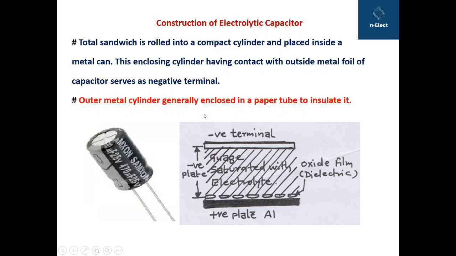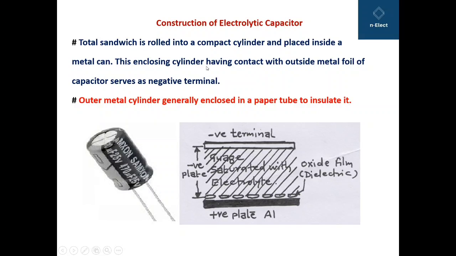So far as the construction is concerned, we have seen the different parts of this electrolytic capacitor. Once this sandwich is formed with the positive aluminum plate, then the electrochemically deposited Al2O3, then the gauze saturated with electrolyte, and then the borax material, this total sandwich is rolled into a compact cylinder and placed inside a metal can for durability.